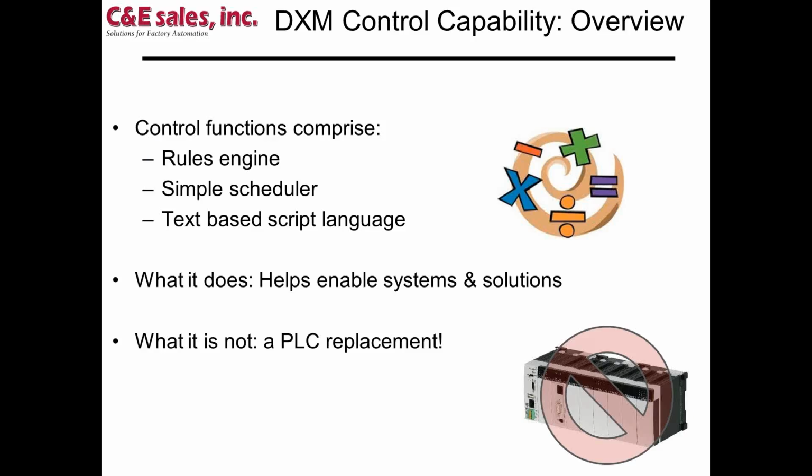So some of the DXM control capabilities, as an overview: there are control functions that comprise a rules engine, a simple scheduler, and a text-based script language. What this allows you to do is enable systems and solutions, but it's not a PLC replacement. This is to do simple decisions. If this is on, turn this light on, for instance, or if this is above a certain level. We'll talk about tank levels coming up too. If the tank level was at a high level, maybe turn on a yellow light. If it's at a higher level, turn on a red light or a horn to warn somebody. So it's pretty simple decisions. It's not ladder logic or anything like that.